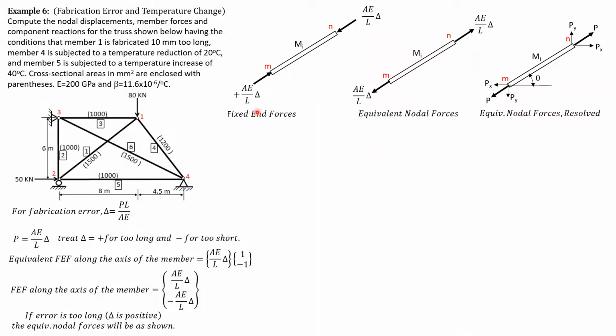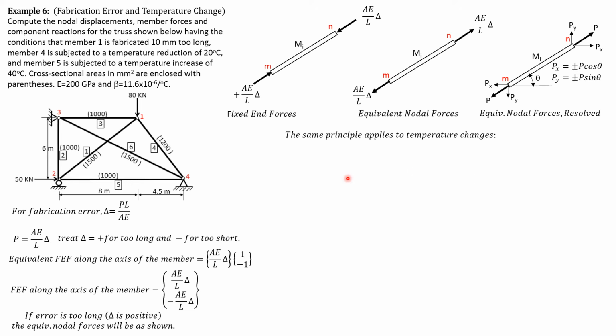So remember that it should begin with the fixed end force. Positive, negative. So the result would be compression. So remember that fixed end forces and nodal forces are opposite. So if in the fixed end forces it's compression, for the nodal forces it will be in tension, as shown. So Px is plus minus P cosine theta depending on the direction, and Py is plus minus P sine theta depending on the direction. The same principle applies to thermal temperature changes.